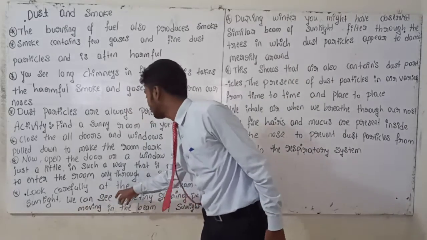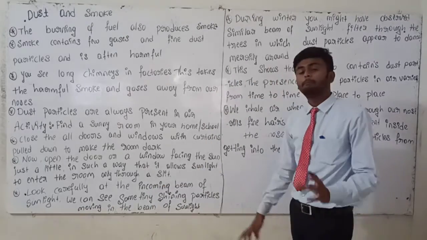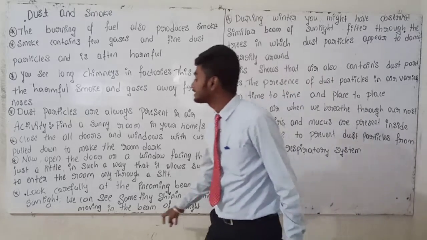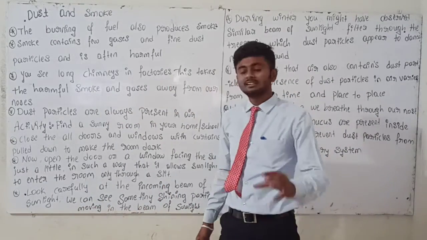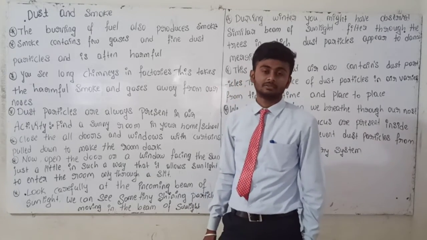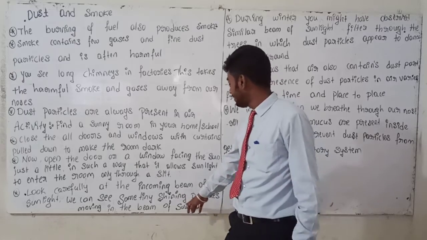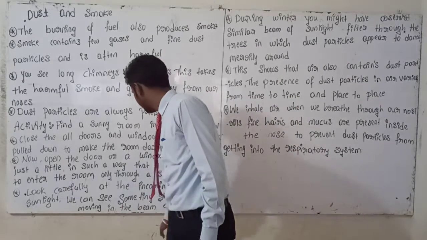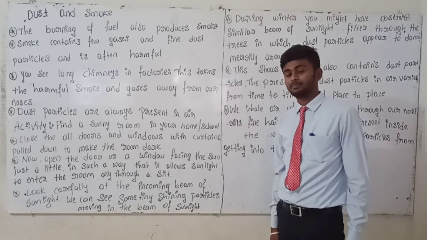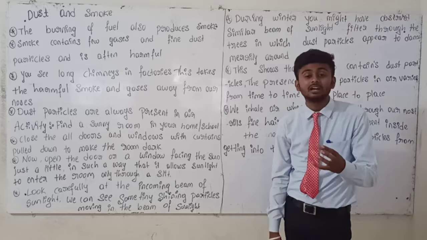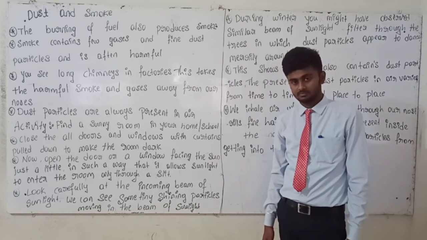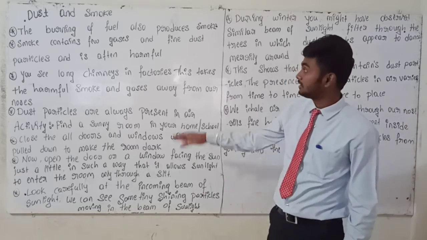Look carefully at the incoming beam of the sunlight. We can see some tiny shiny particles moving in the beam of sunlight. At that time we can observe the shiny particles. What is this known as? Dust.